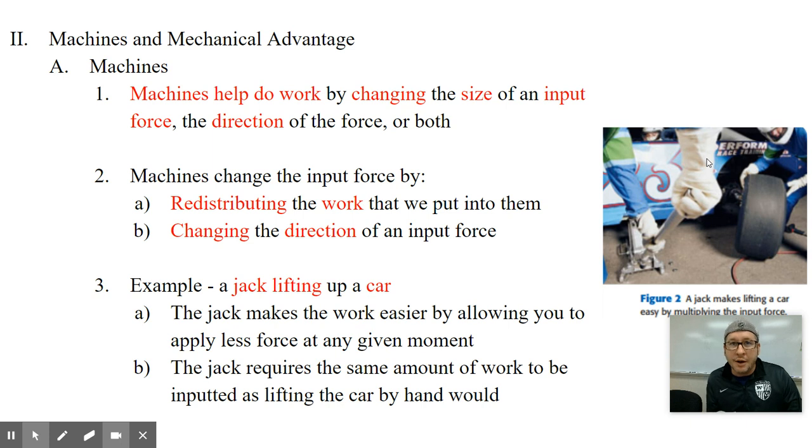A good example that hopefully you won't have to use, but it's a skill that everybody should know, especially you young drivers, is how to use a car jack. Car jacks are used to lift up cars, and they make the work easier by allowing you to apply less force at any given moment. The jack requires the same amount of work to be inputted as lifting the car by hand would. So it's going to make your life a lot easier.